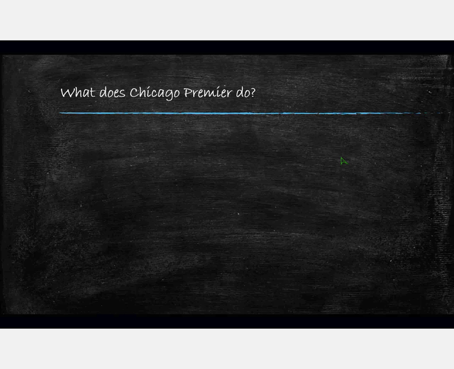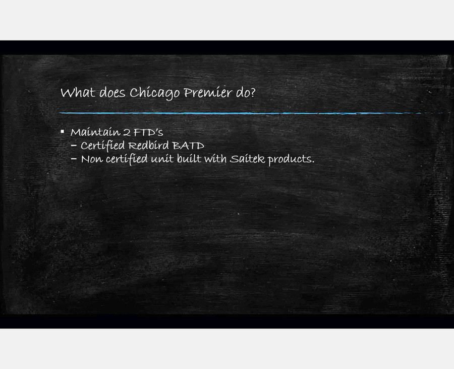So we have Chicago Premier Flight Training. We maintain 2 FTDs, flight training devices. We have a certified Redbird basic aviation training device that we use for instrument currency and proficiency, as well as some of the hour requirements for the instrument rating. We do use it for training for the private pilot. However, I always take my students and do all of the training in the actual airplane. I believe it's more important for that. And on top of that, every single one of my students goes up into actual conditions with me.